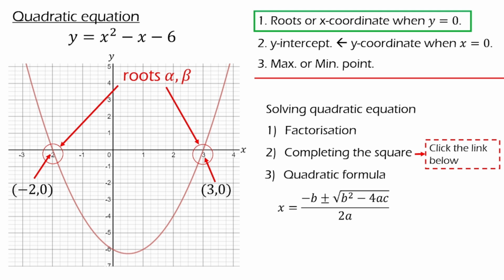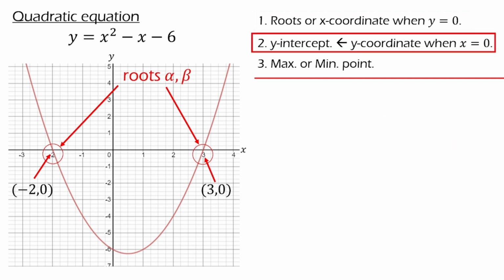Now let's move on to the second point, which is the y-intercept. What is y-intercept? Y-intercept is exactly as it sounds, which is the point where our graph intersects with the y-axis, or our coordinate of y when our x is equal to 0.